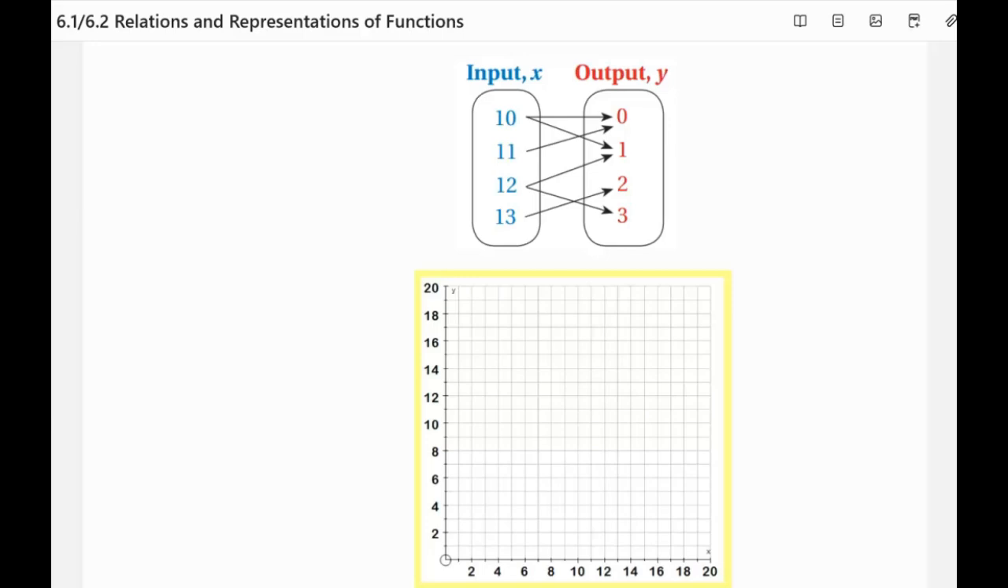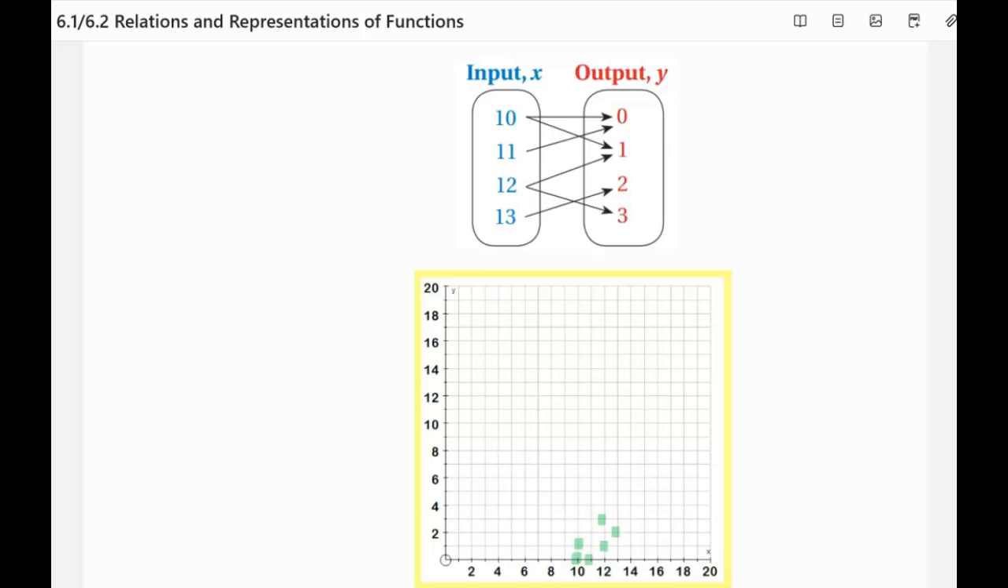So at 10, I'm going to go ahead and put a dot at 0 and also put a dot at 1. And then for 11 on the X, we're going to go ahead and put a dot at 0. And for the 12, there are 2 points at 1 and 3. So at 12, there's a dot at 1 and 3. And then at 13, there's a dot at 2.